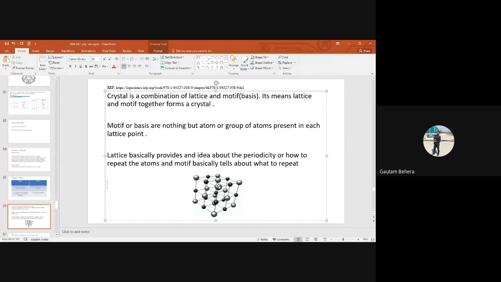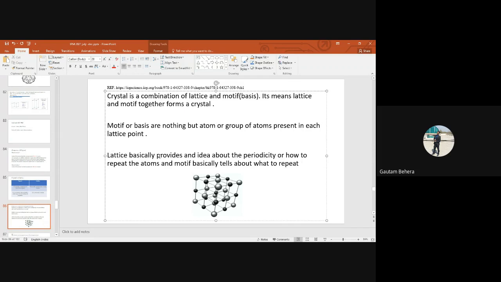So this is a diagram of a crystal, you can say. Lattice basically provides an idea about the periodicity, or how to repeat the atoms, and motif basically tells about what to repeat. So this is a very interesting line.